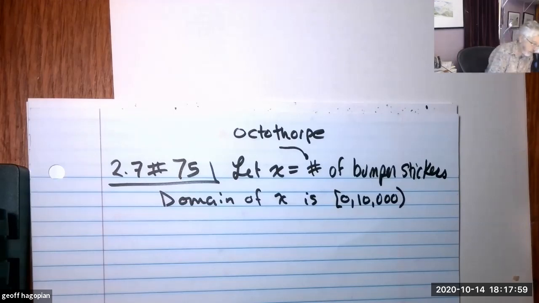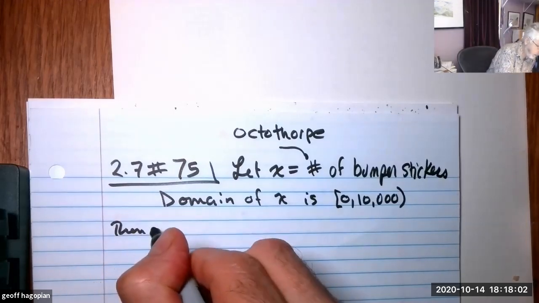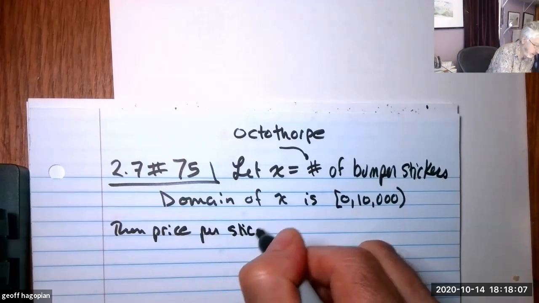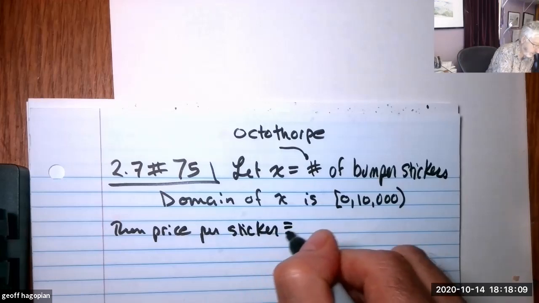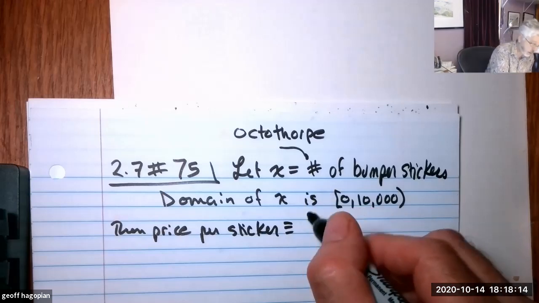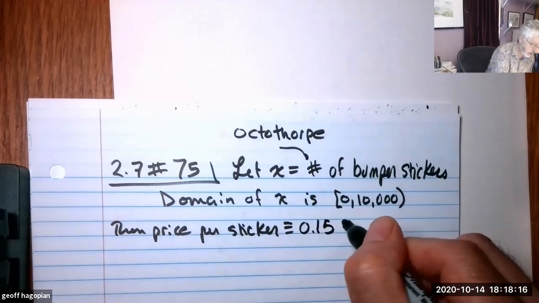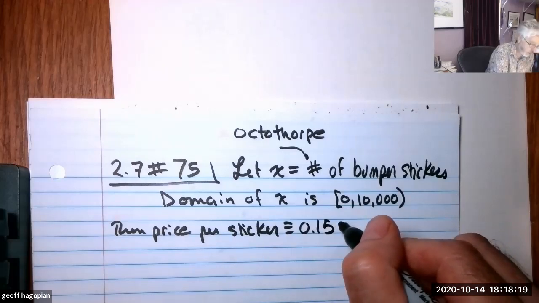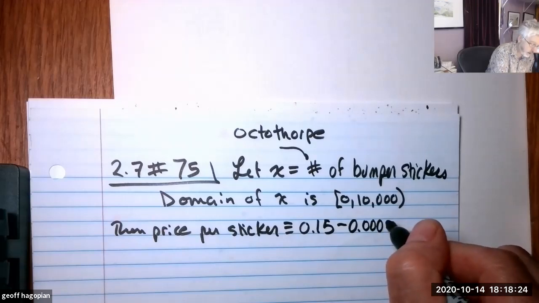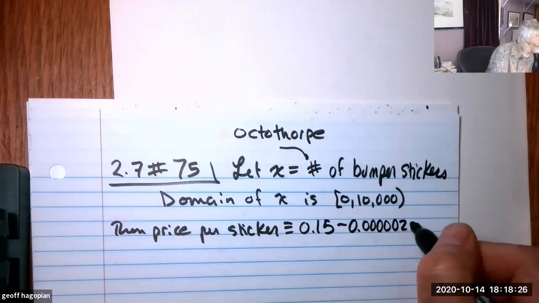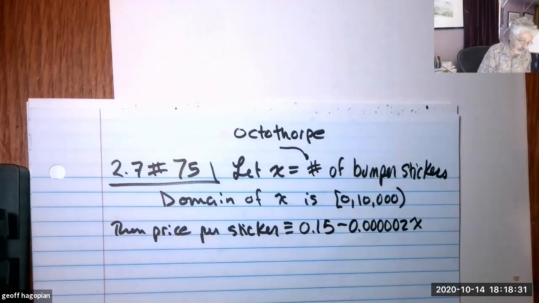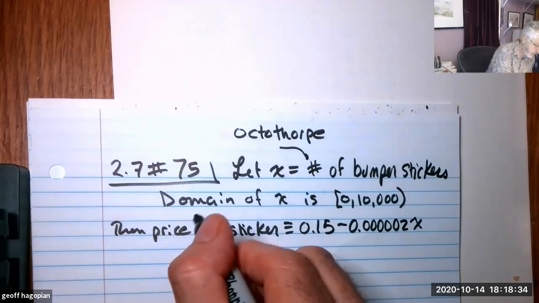Then the price per bumper sticker, I'll just say per sticker, is modeled by this: 15 cents per sticker, take away a little efficiency factor where we got tenths, hundredths, thousandths, ten-thousandths, hundred-thousandths, 2 millionths of X. Dollars. So this is the price in dollars.